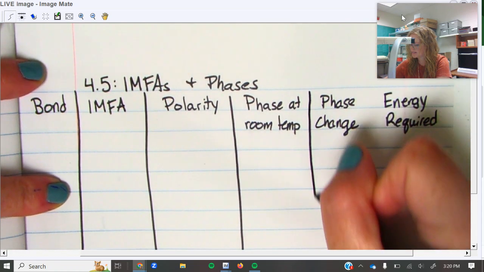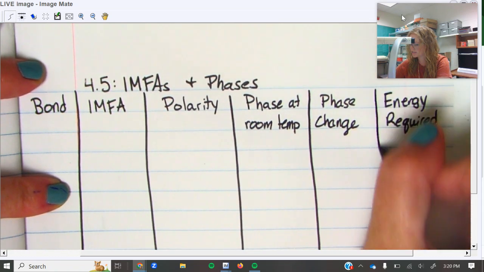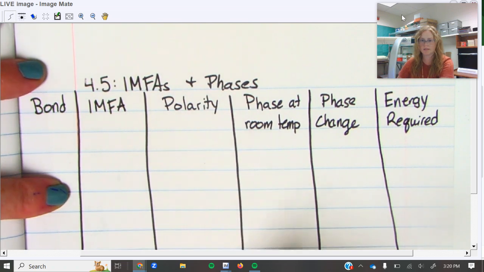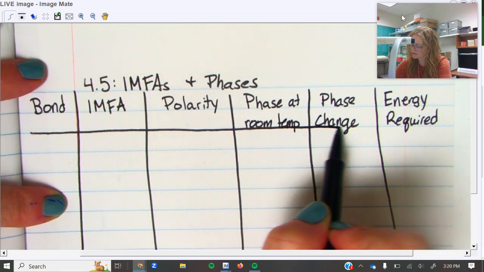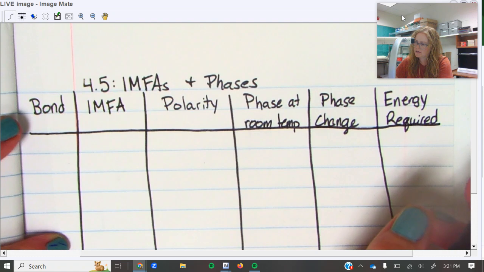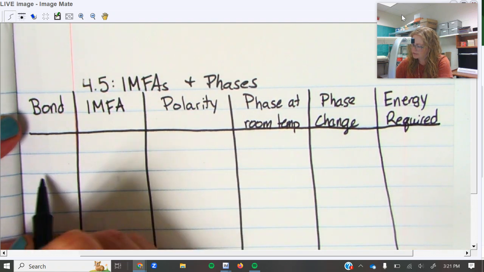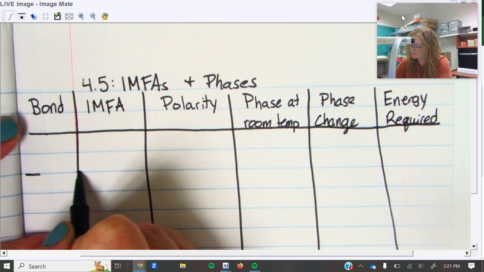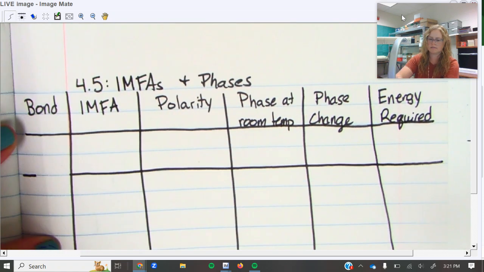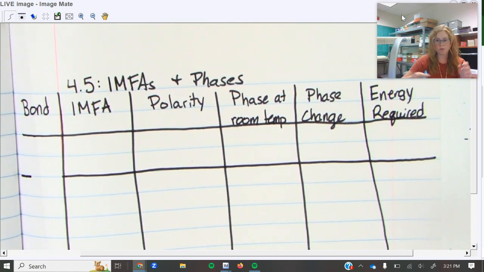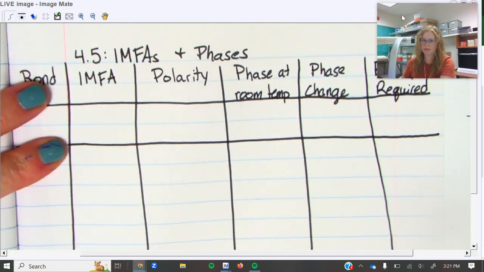Okay, there are 3 intermolecular forces of attraction where the bond is a covalent bond. So I'm actually going to save the first column until we get through all 3 of those. And I'm going to go for 2 lines. I said save the first column. Okay, like this. 1, 2, 3. All right, let's go in order of IMFA strength.